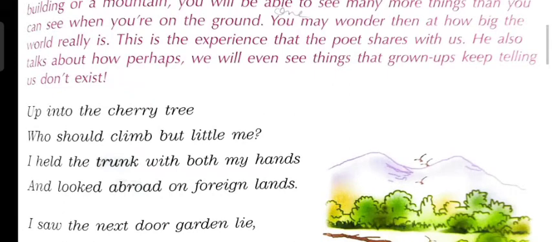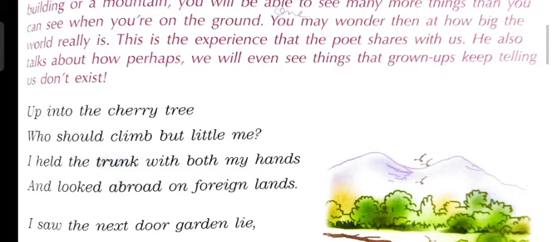First stanza is: up into the cherry tree, who should climb but little me? So the poet says, on a cherry tree I climbed up. And who was that? Who should climb that? I was that. I held the trunk with both my hands. Trunk means, you can say, stem, the big stem of the tree. He said, I held the trunk with both my hands and looked abroad on foreign lands.